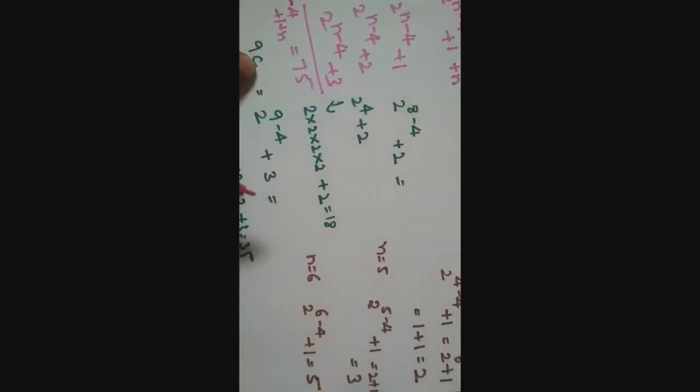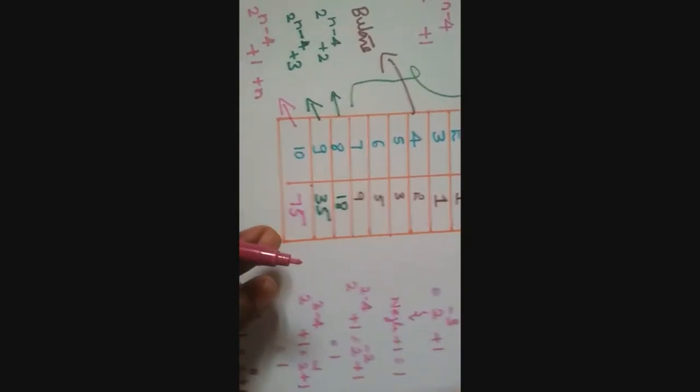Or you can write 2 to the power of n minus 4 plus 1 plus n. It is the sum of this. You are getting 75. It is a very easy trick, students.